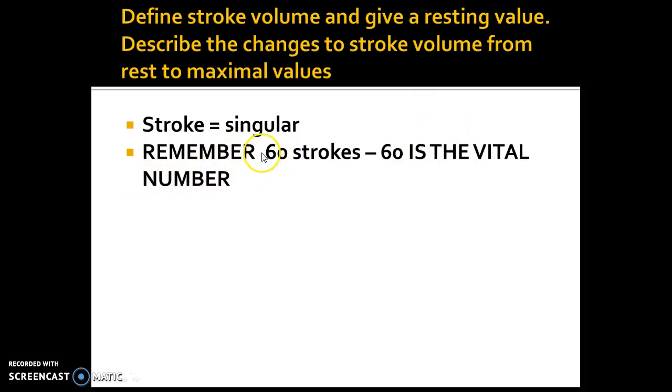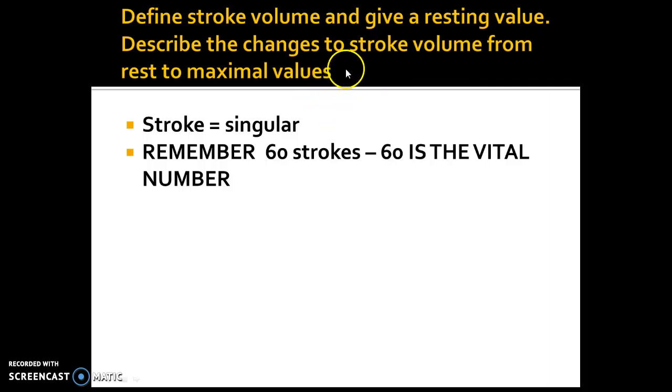Then the number 60 is absolutely vital. If you remember stroke, imagine a pet, a dog, a cat or whatever, when you think of stroking them, imagine 60 strokes. The number 60 is absolutely huge. Why? Because we have to talk about a resting value, 60 millilitres. Then we have to talk about the change to maximal values, 160 millilitres.